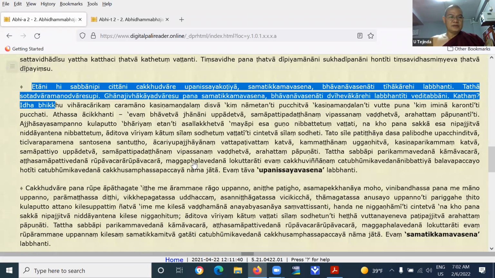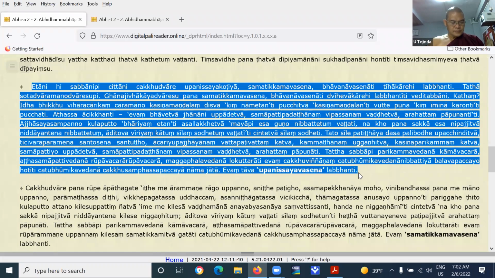Etanihi, this paragraph. Etanihi sabbanipi cittani chakkhudware. All the consciousness arises at the eye door. Tihakarehi labhati, it can be applied in 3 ways. All the javanas at the eye door can be applied in 3 ways.